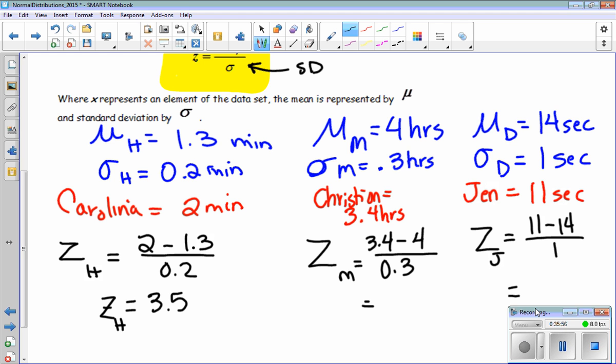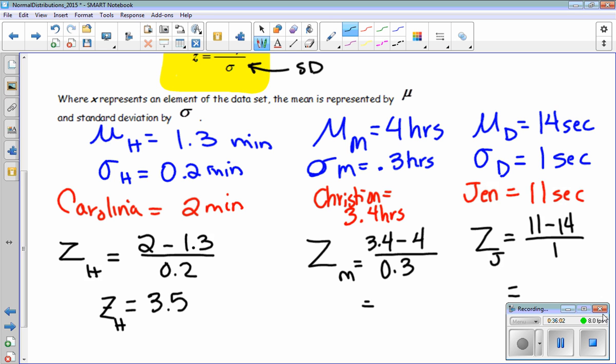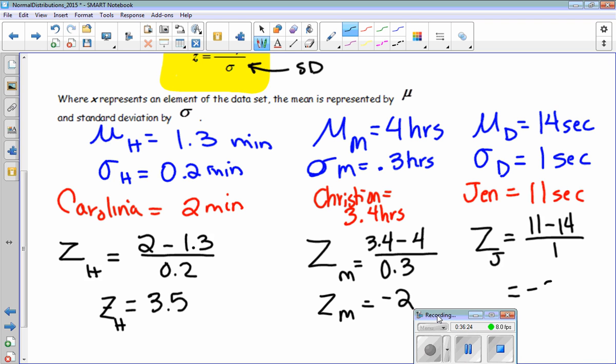Is that unusual? Well, we'll talk about what that means. The z-score 3.4 minus 4 divided by 0.3. And I get -2. So that's Christian, the marathon runner. And then, well, one's negative, one's positive, so definitely different, okay? And then we have Jen, good old Jen here, and she's got a z-score of -3.